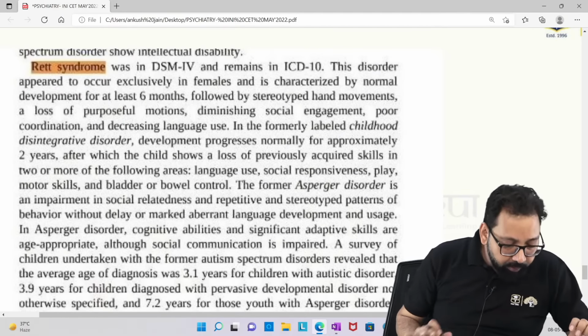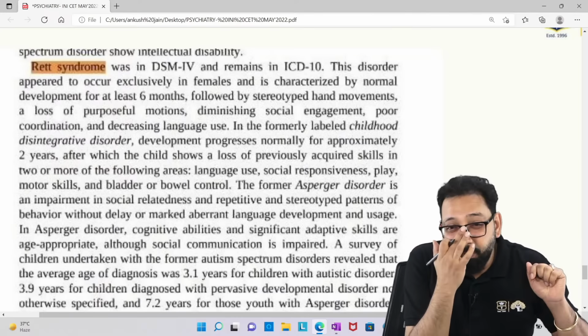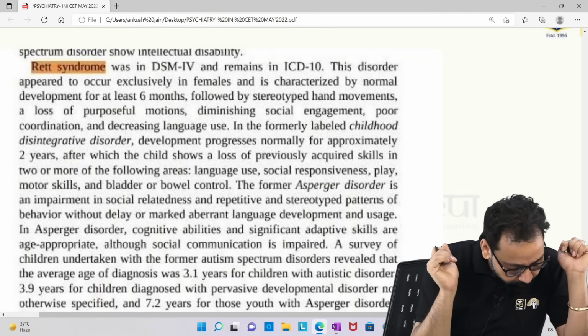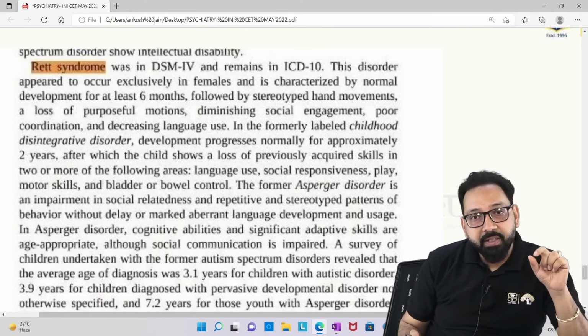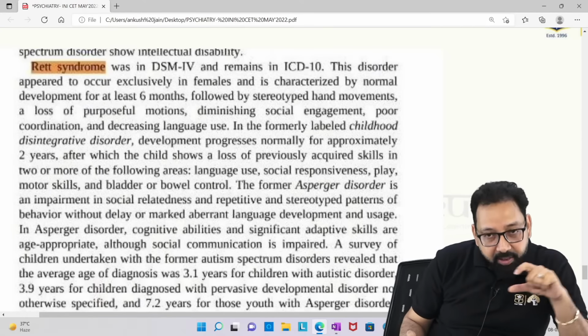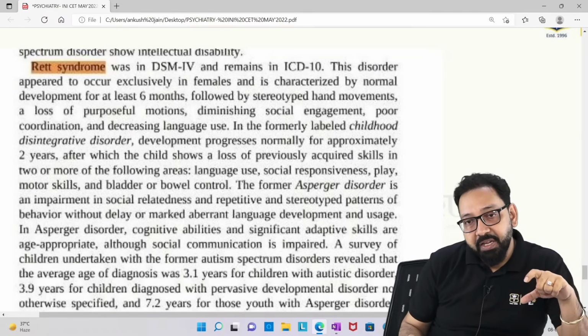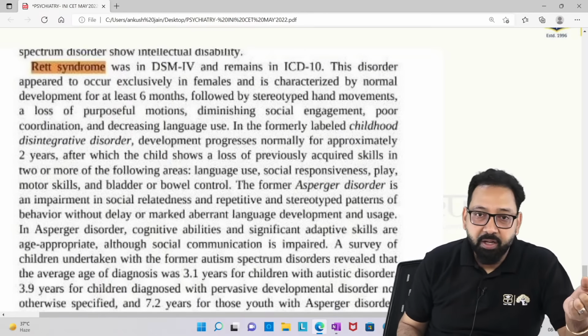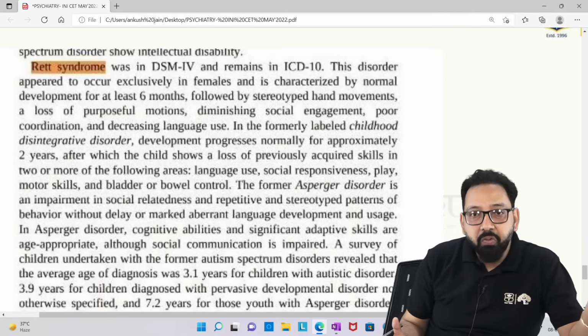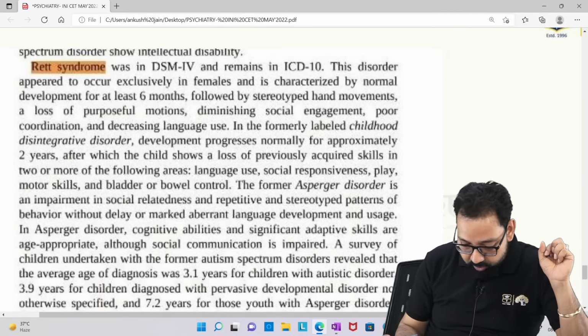If valproate, it is considered that the teratogenic effect is in the early part of pregnancy. If it has occurred, that has occurred. Means now there is no benefit to stop.